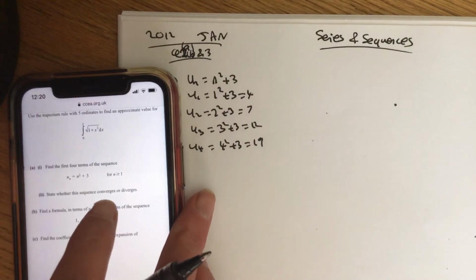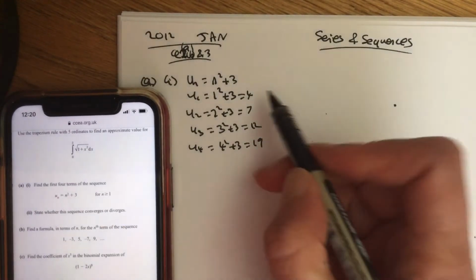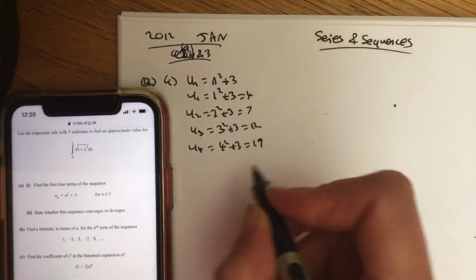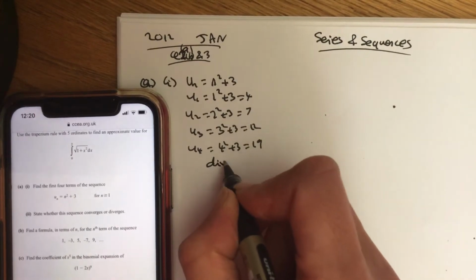State whether it converges or diverges. The numbers are getting further away each time, so it is diverging.